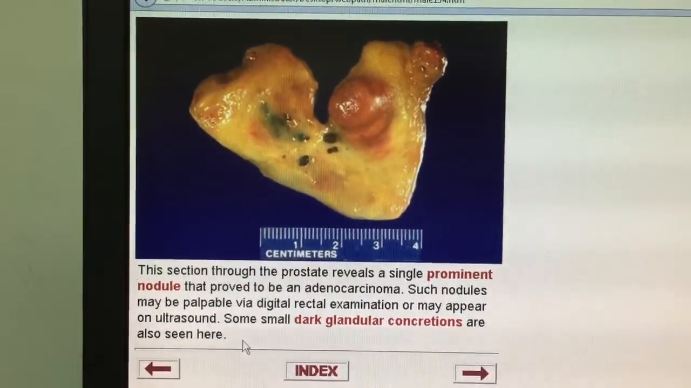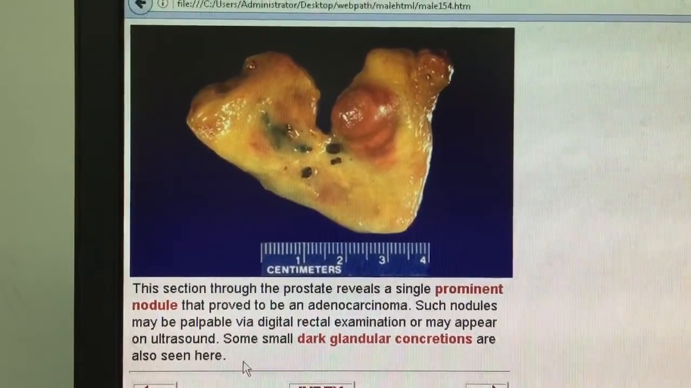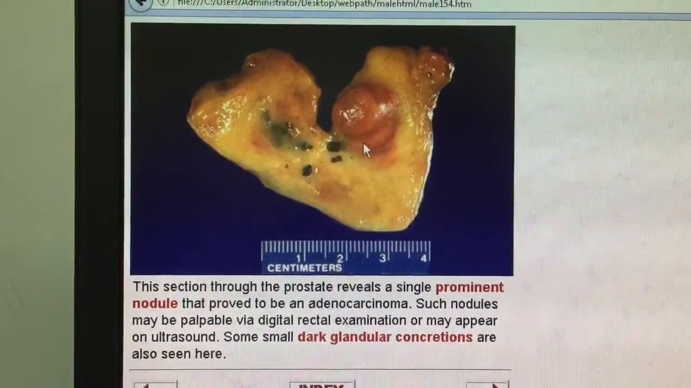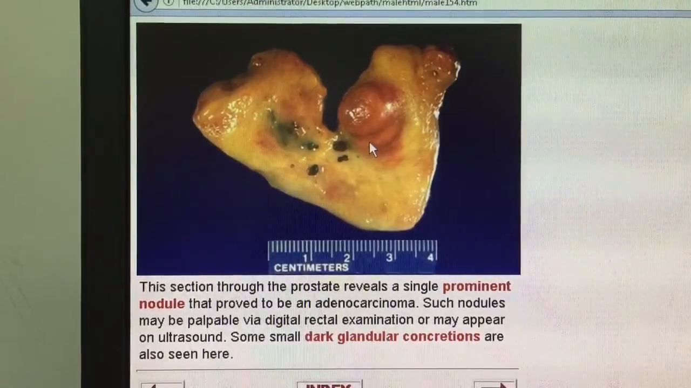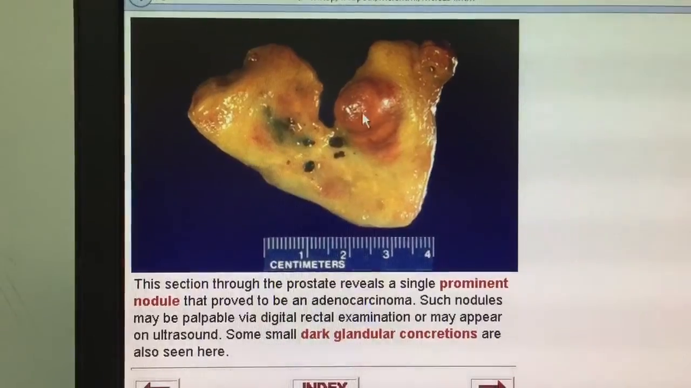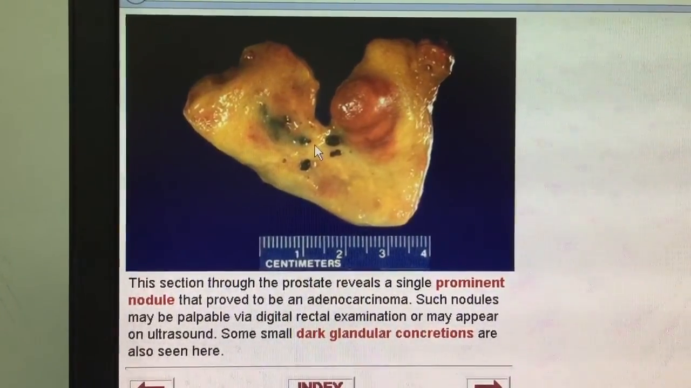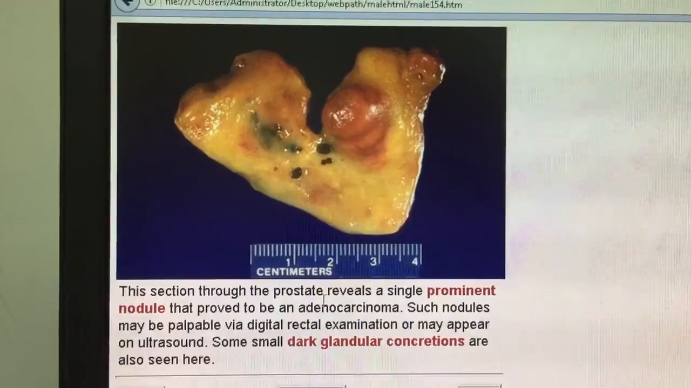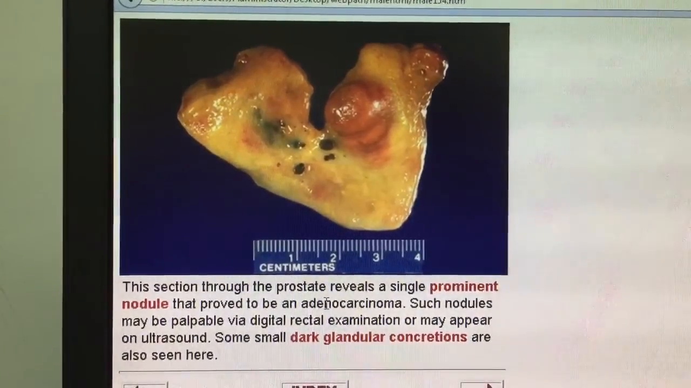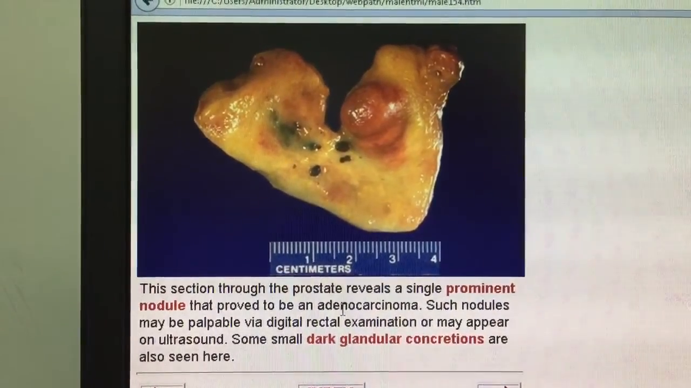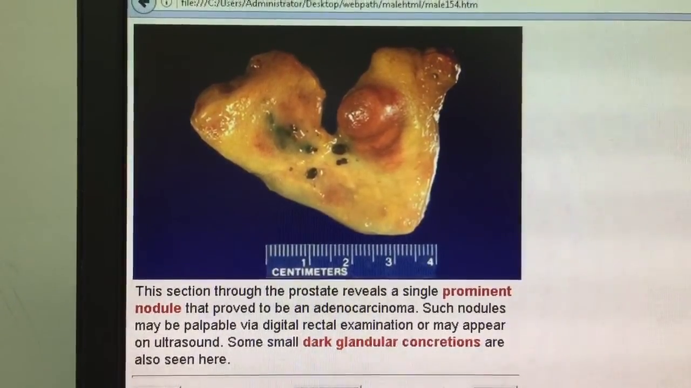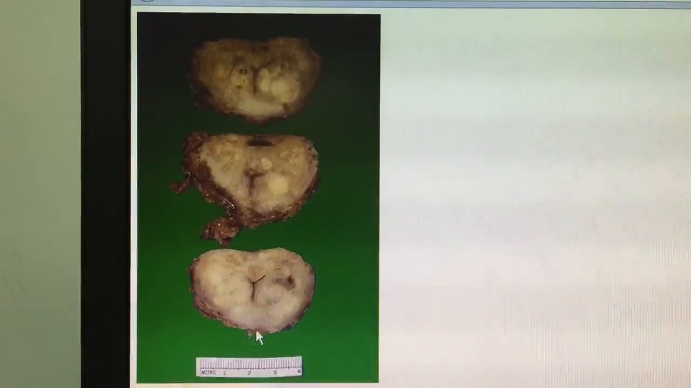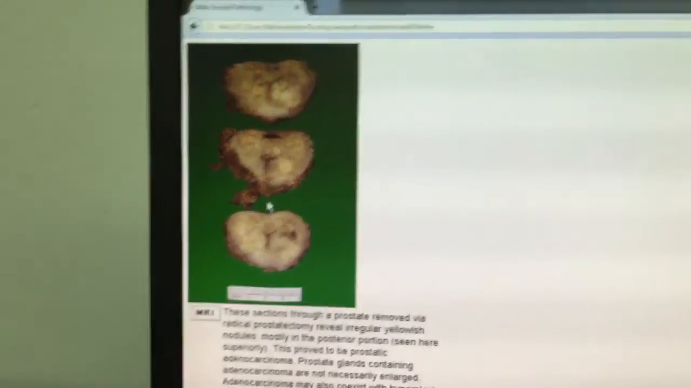We said that in nodular prostatic hyperplasia there is a diffuse enlargement, but here you can see a prominent nodule within the prostate. So this is the first thing indicating a malignancy. Also, what will it involve? The peripheral part of the prostate. And on microscopic examination, it appears to be prostate adenocarcinoma. Adeno, why? Adeno means glands. So prostatic adenocarcinoma.